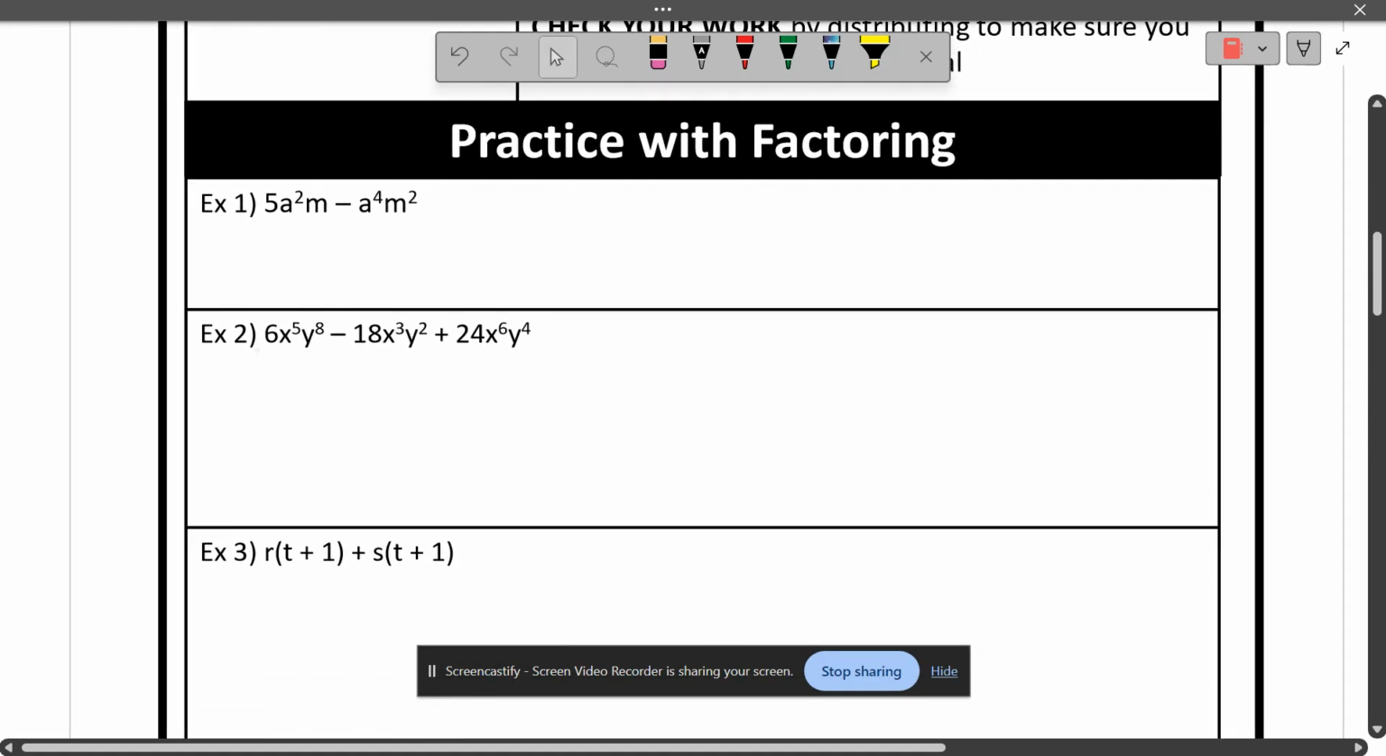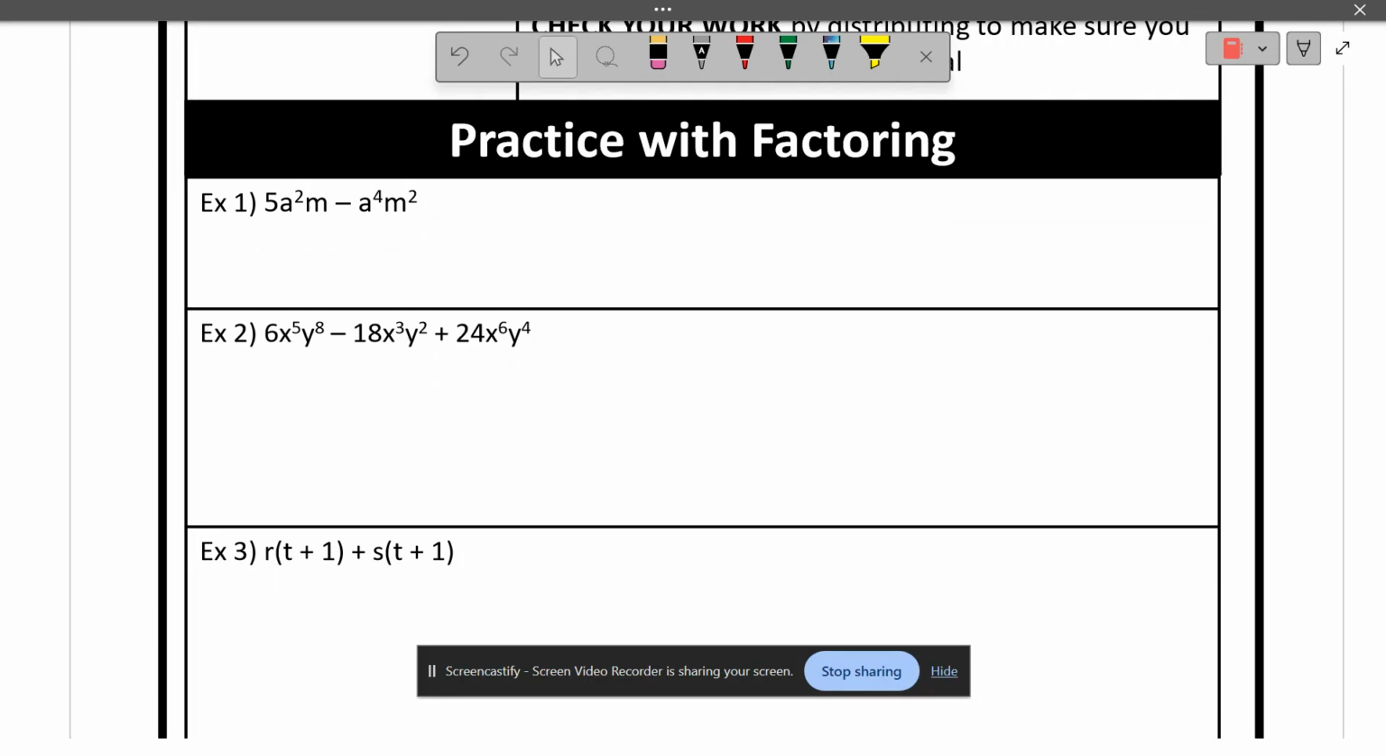So go ahead right now. This is a chance to pause the video and try some of these problems on your own, especially those of you that have seen this information before. And then when you're done, go ahead and unpause the video, come back to it, and then check your work.